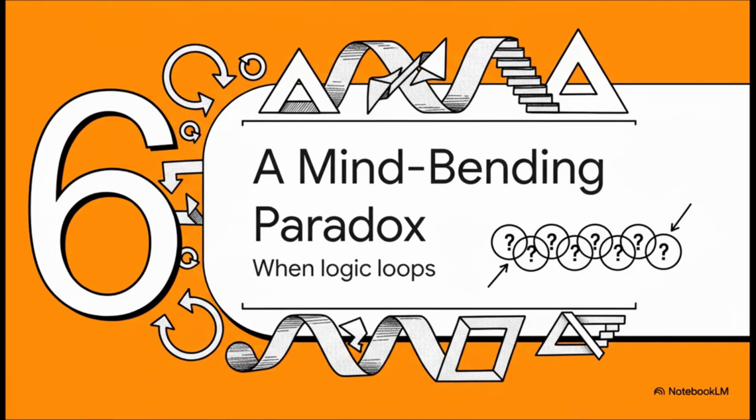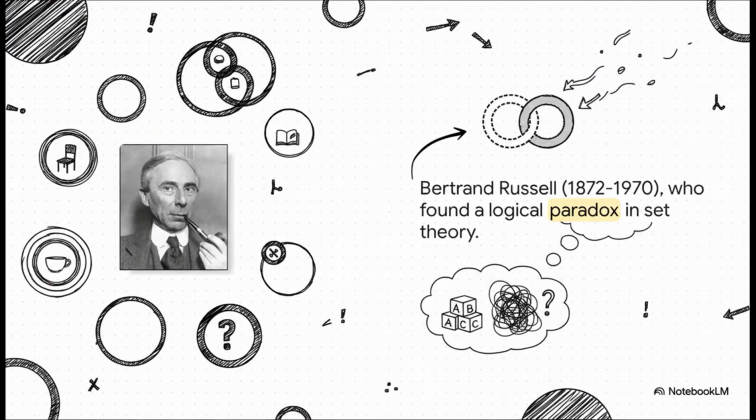So far, set theory seems pretty clean, right? The rules are simple, the logic is solid, but sometimes the simplest rules can lead to the most profound, brain-melting questions you can imagine. Meet Bertrand Russell. In 1902, this philosopher and mathematician was just thinking about the basic definition of a set, and he came up with a deceptively simple question that found a deep, logical crack, a paradox in the whole system.